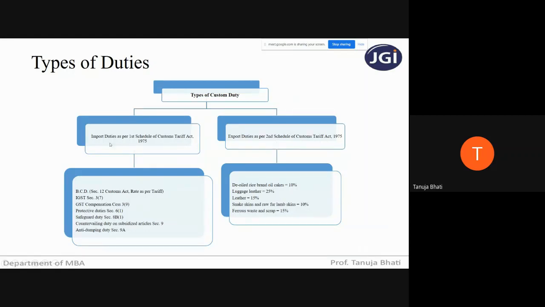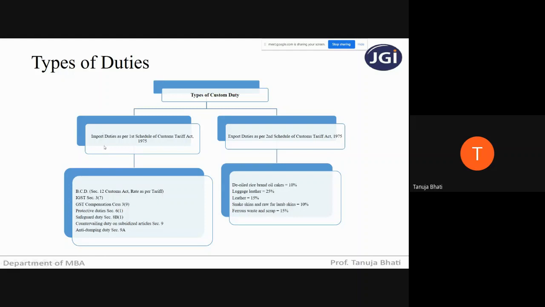So what are the different import duties that will be levied on particular goods that are imported? Let us first just see the import duties. So the first import duty, everyone can see here, is BCD. Now what does BCD stand for? BCD is nothing but basic customs duty, and this particular customs duty is charged on all the goods that are being imported into India, students.